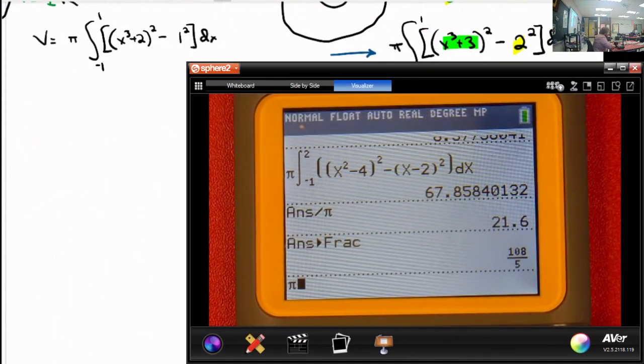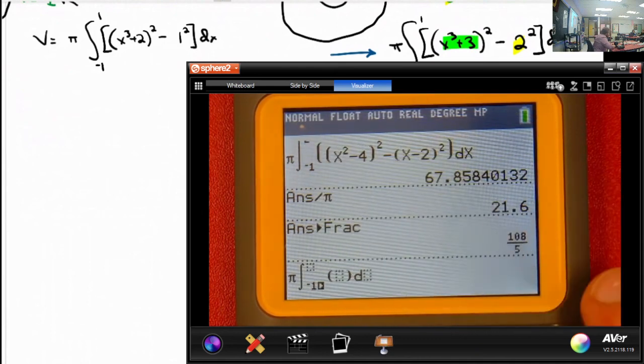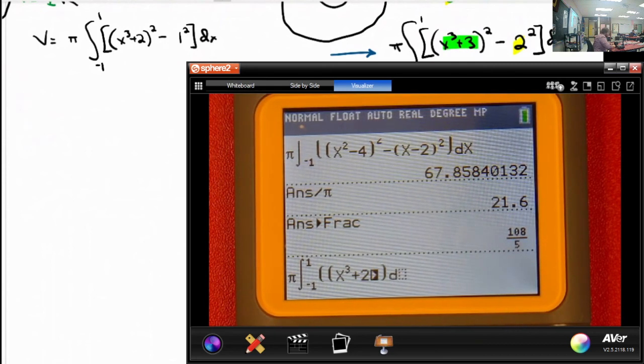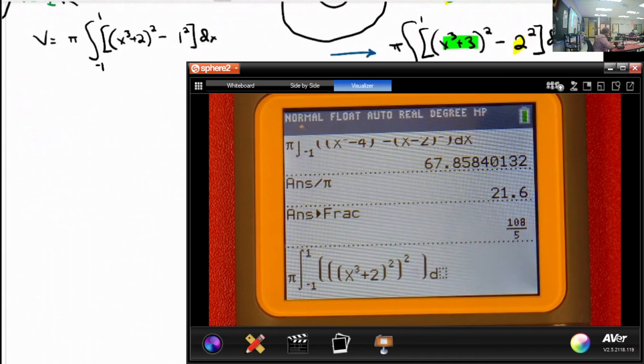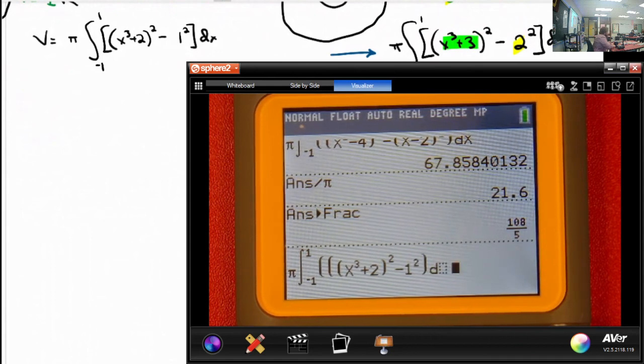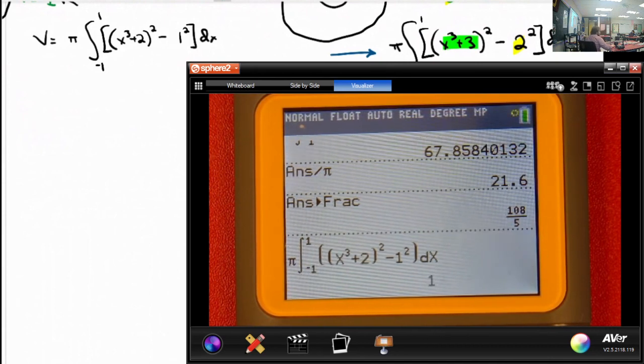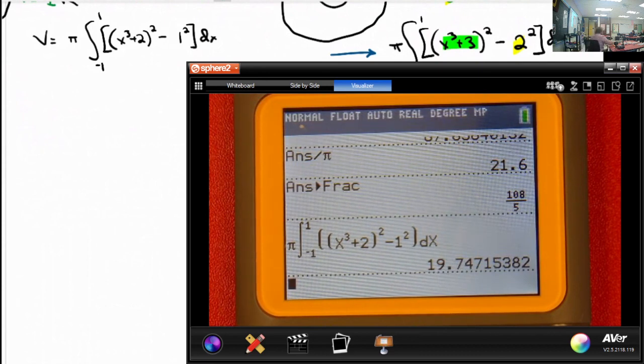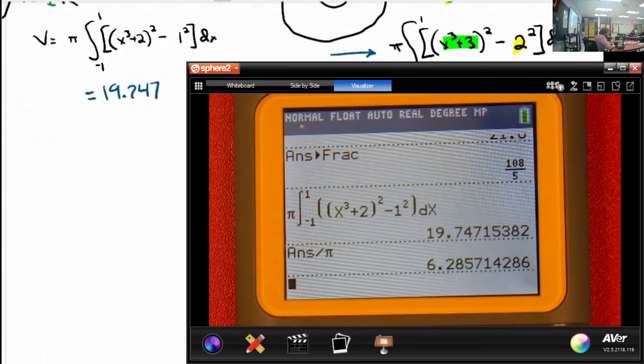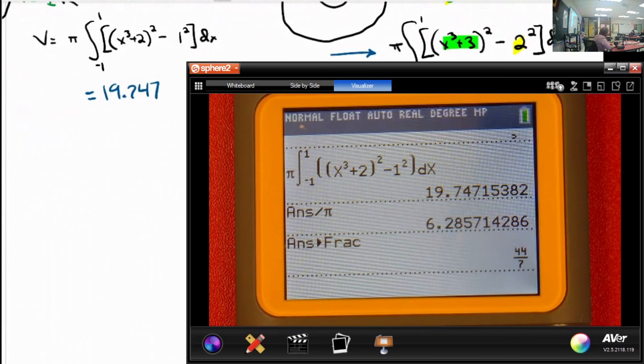The first one is going to be pi times the integral from -1 to 1 of, in parentheses, x to the third power plus 2, close parentheses squared. Oops. Minus 1 squared. I'm only typing that 1 squared there because for the next calculation, I'm just going to copy this and change one of the numbers. So the first one there is 19.747, which I'm adding to the notes underneath this. And if I divide by pi, oh, that's not fun. Oh, look at that, 44 pi over 7.